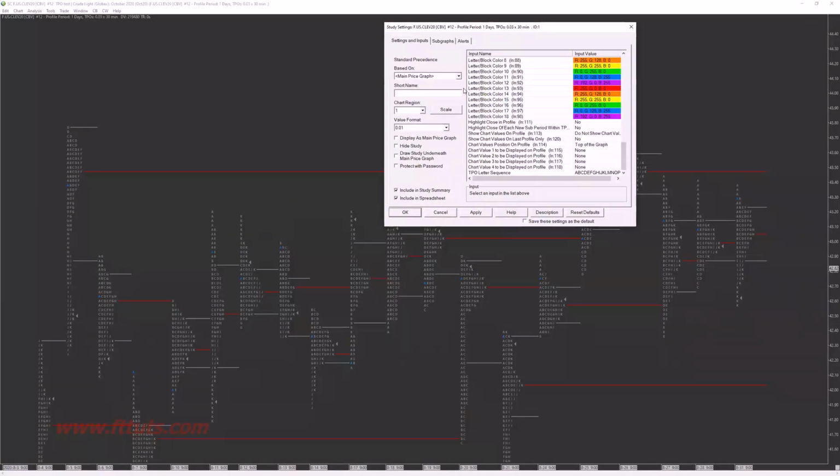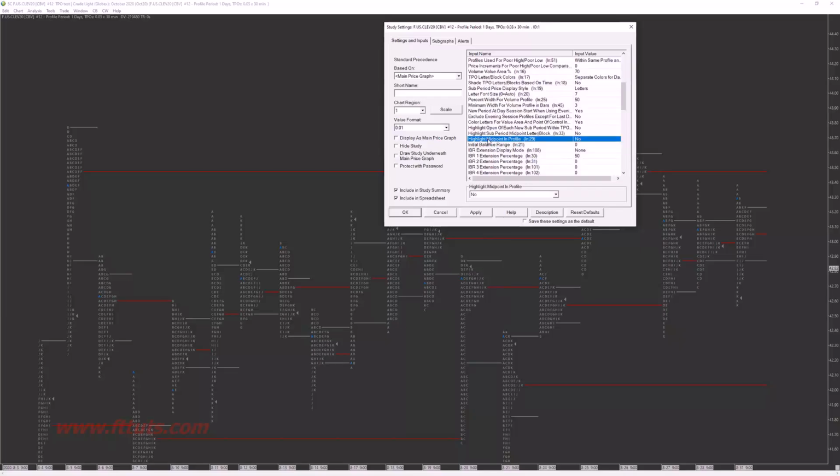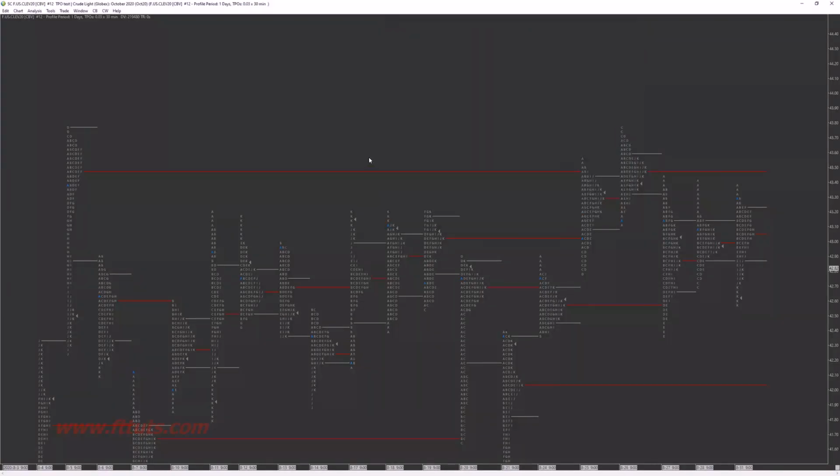Okay, but what is important is that I like to get rid of a lot of the extra stuff. Initial balance, I'll get rid of that by going to initial balance range and just setting it to 0, so it doesn't show any initial balance. I don't like to highlight the midpoint. There's very few things that I want to see.